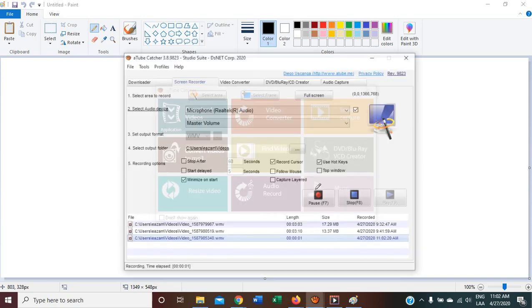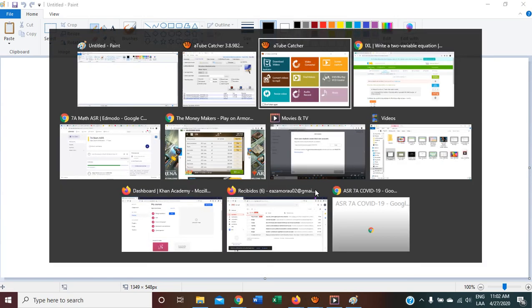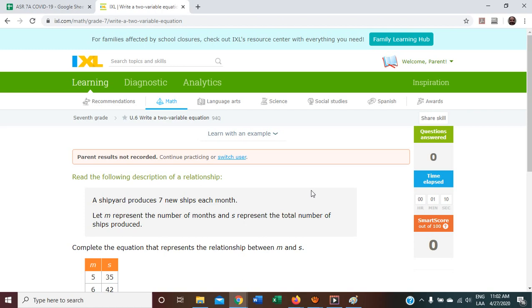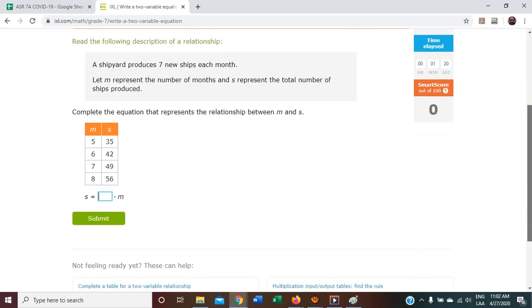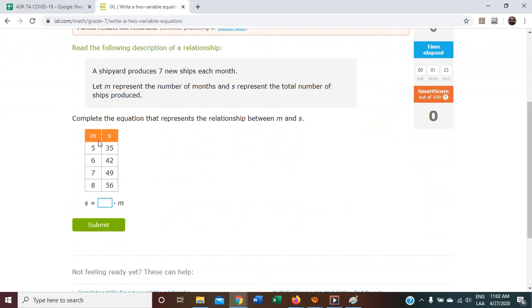Okay, so let's explain how to solve 7.U.6, a two-variable equation. In this exercise, you are given a table with two columns, and here are some variables, m and s.